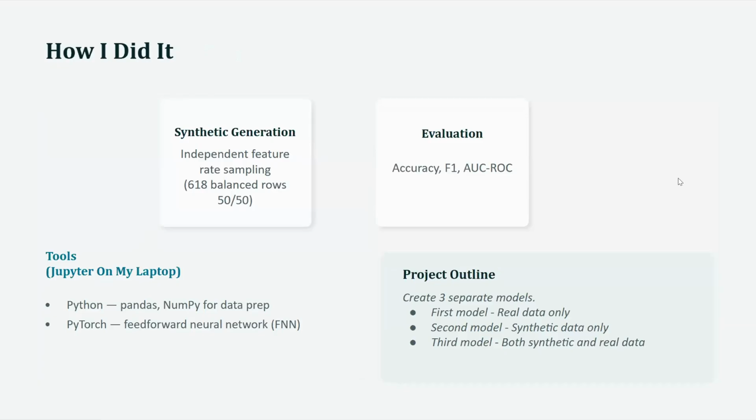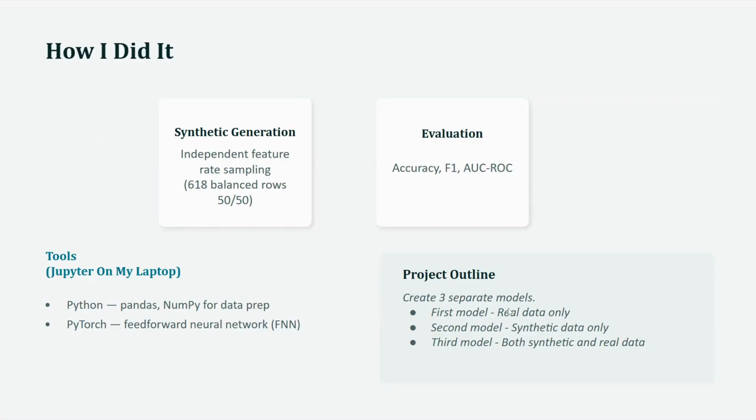How I did it: I created the synthetic data using independent feature rate sampling. I created 618 balanced rows, so 50-50, 50% being cancer patients and 50% being non-cancer patients. For evaluation, I used accuracy, F1 and AUC ROC. The tools I used were just Jupyter on my laptop. I used Python and all that good stuff for data prep and then PyTorch for the model.